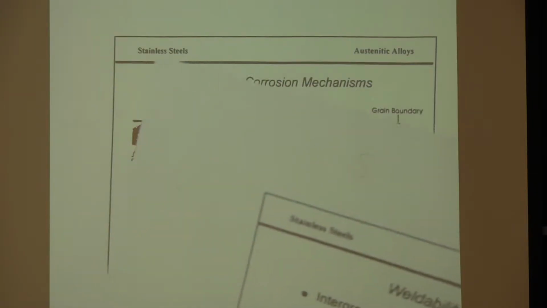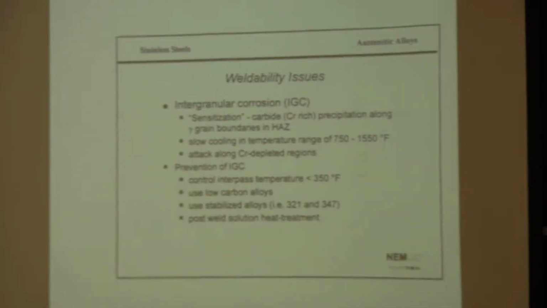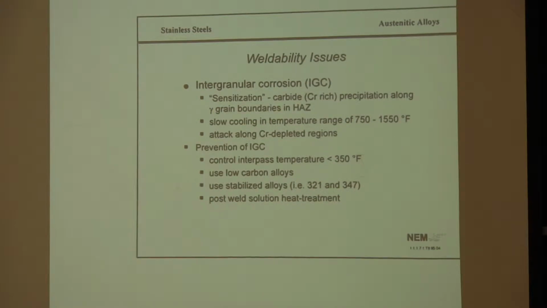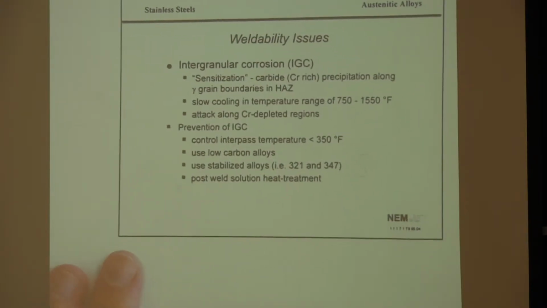The way to prevent that, like I mentioned earlier, there's a couple of ways to do it. One is to control temperatures. Another is to use the low carbon alloys. If there's not as much carbon there, there's not as much ability to form the carbides. The other one is to stabilize it by using titanium or niobium in those alloys, 321 and 347.